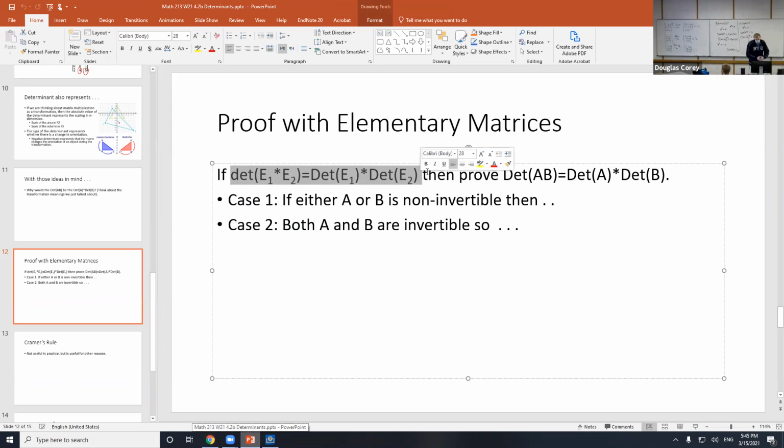Okay. Then now your task is to prove the determinant of AB equals the determinant of A times the determinant of B. I'm giving you a hint. Break it into 2 different cases. Okay. So see what you can come up with.